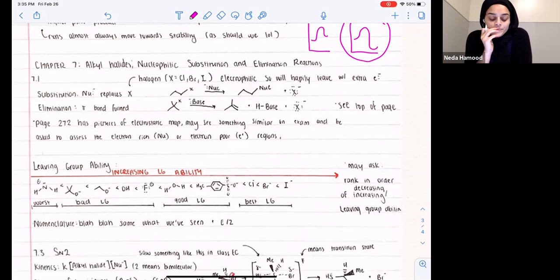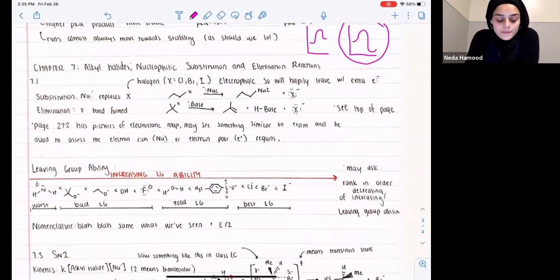So over here in chapter 7, we were talking about alkyl halides, nucleophilic substitution, and elimination reactions. The chapter starts off by talking about what happens in substitution and elimination reactions. In substitution, the nucleophile replaces the halogen, which is Cl, bromine, and iodine. We don't really see fluorine here, because fluorine is really electronegative. It says specifically in the book why we don't see fluorine.